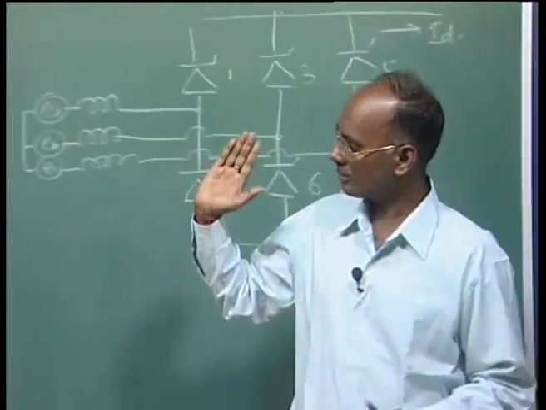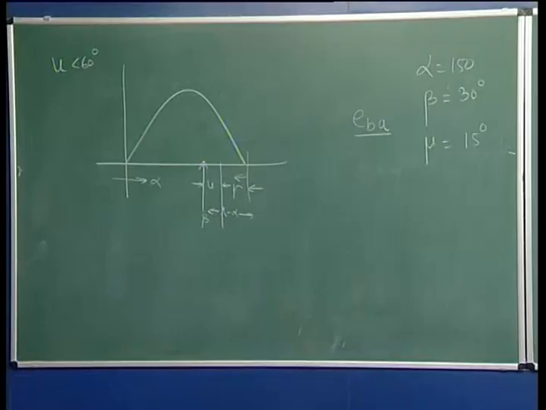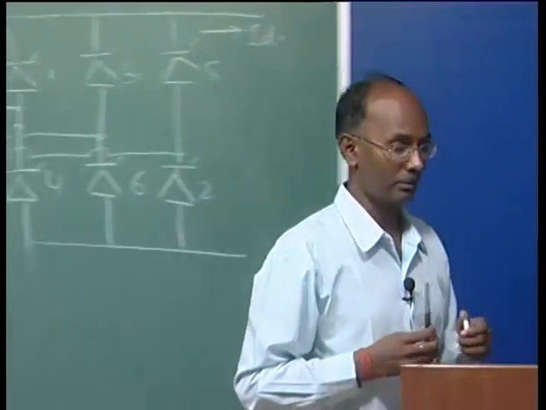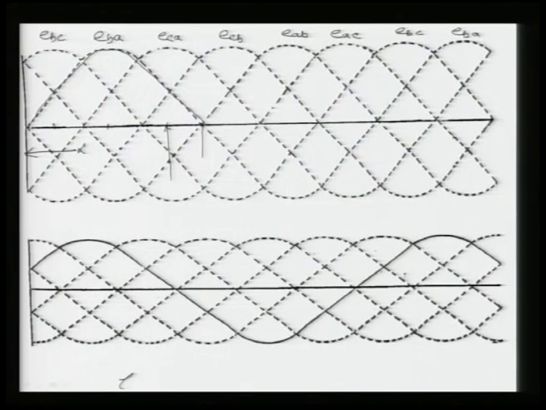With this diagram we have to see, because it is very easy to mark on this scale, that is why I have taken this 15, 30 or so. So, now we are giving the gate pulse to valve 3 here. Now, this will conduct, because the voltage across this is positive and the gate pulse is given, means valve 3 will conduct.